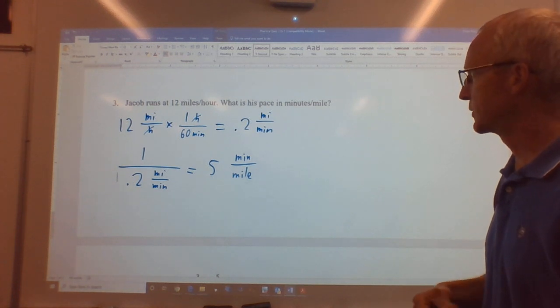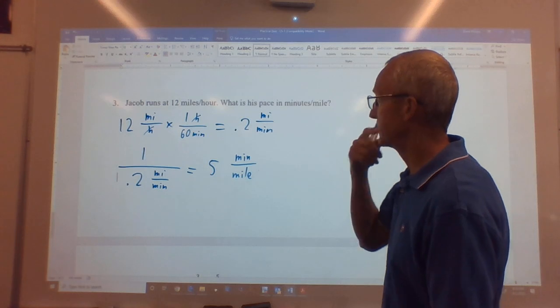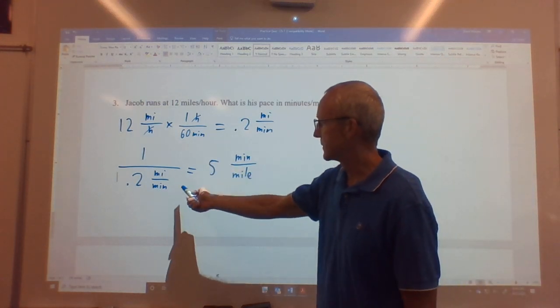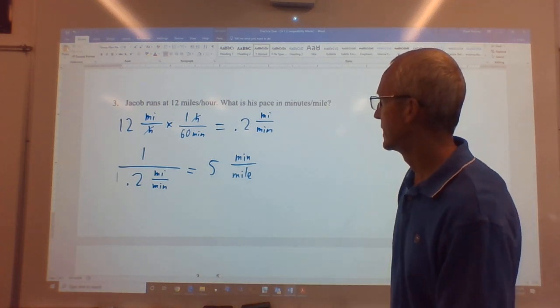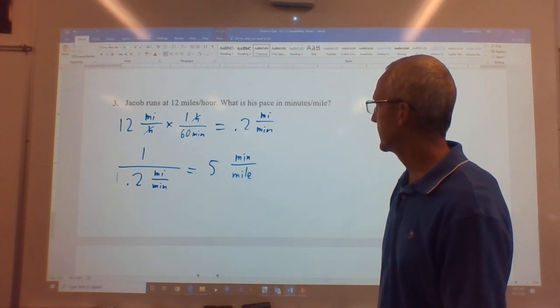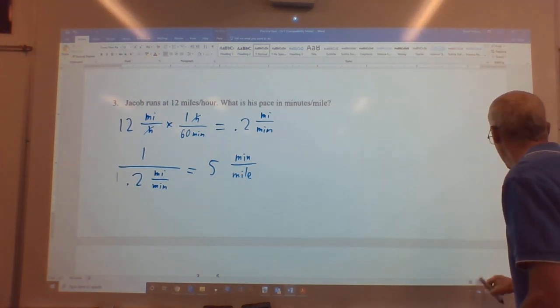So that's 5-minute miles, which you could have seen right away. If you're running 12 miles an hour, that means it takes you about 5 minutes to run a mile, right? But sometimes the math isn't so easy, so you just do it this way. Again, there's other ways to think about how to do this, but this is what makes sense to me. So that's running 5 minutes every mile. Okay, that one is a lot easier.